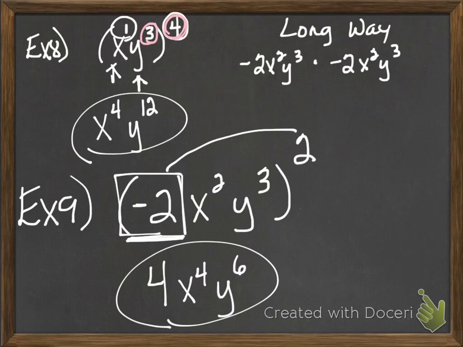Power times the power. Does that answer make sense if we go back and think about the long way? Would a -2 times a -2 be a +4? Yes. Would x squared times x squared be x to the 4th? Yes, because 2 plus 2 is 4. Would y to the 3rd times y to the 3rd be y to the 6th? Yes, because 3 plus 3 is 6. Okay, if we have to go back and do it the long way, you can, but they're not wanting you to do it the long way. They're wanting you to do it the short way.